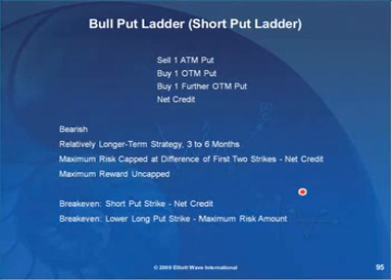And here are the characteristics. Here's the setup we went over. In the bull put ladder, you're basically bearish, but like I said, you're nervous. You try to go 3 to 6 months. Maximum risk is capped at the difference of the first 2 strikes minus the net credit. Maximum reward is uncapped. And you have 2 break-evens. As you're going down, first you have that net credit, so you have the short put strike minus the net credit. And then your losses will kick in, so you have another break-even at your lower put strike.